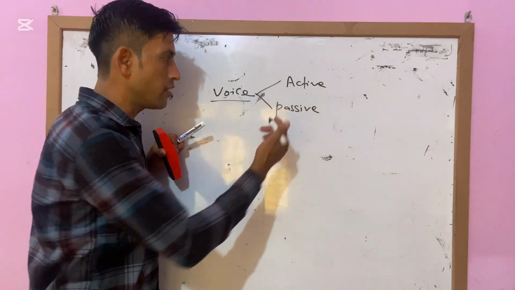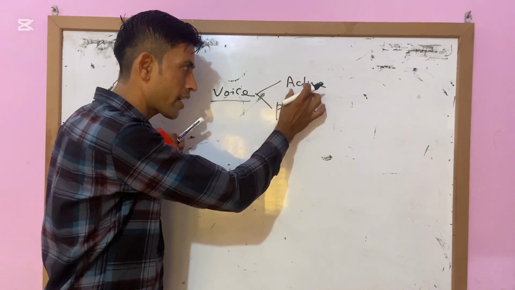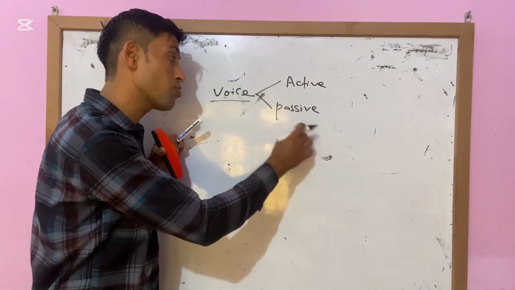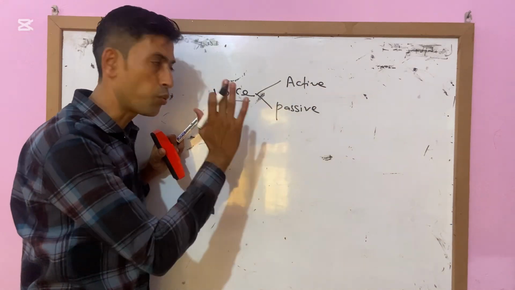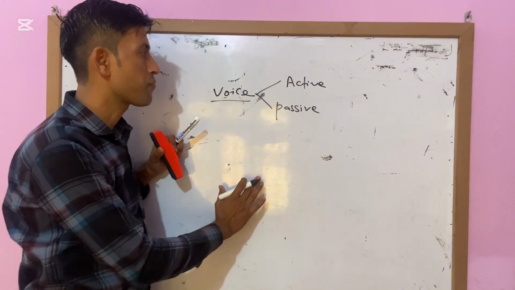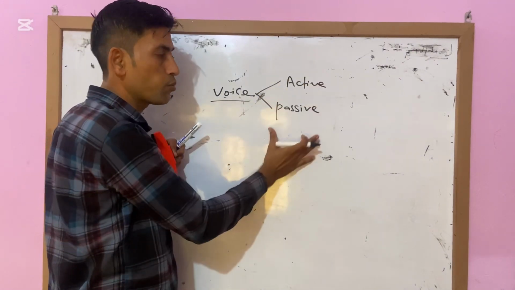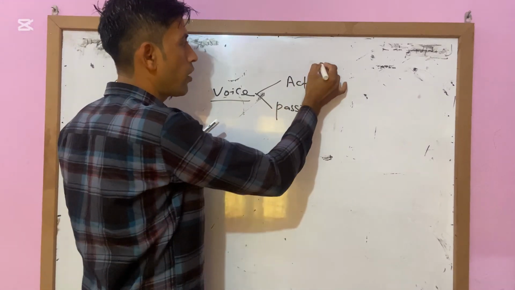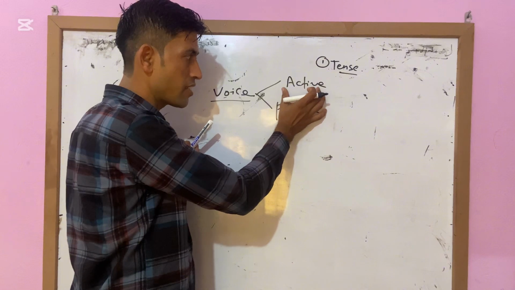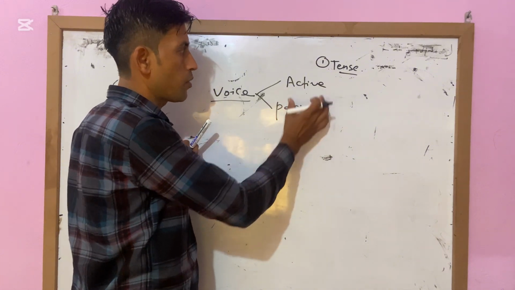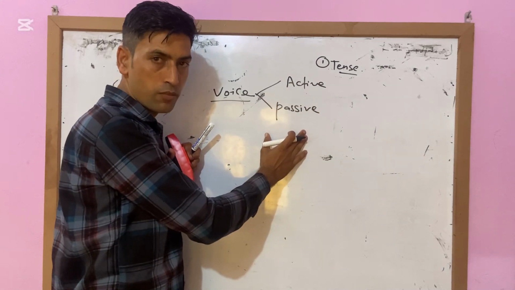How can we change active voice into the passive voice, and how can we change passive voice to active voice? In this class, we study these things. What are the items that we change from active to passive? Number one, tense. If there is a given tense, we can change active to passive voice.